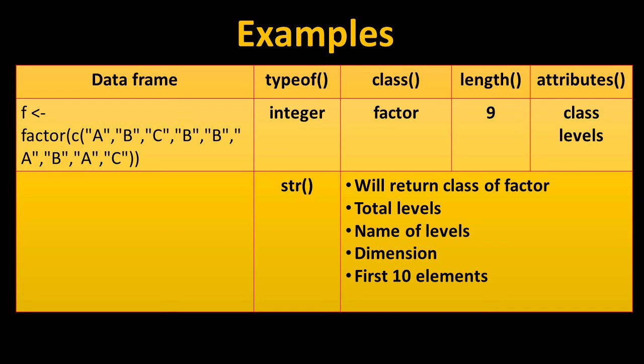And the str function, that is the structure function for f, will tell us the class of f, also the total labels available in f, names of all the labels, dimension of f, and also by default the first 10 elements stored in f. So friends, in this video I have tried to explain how we can get the features of data structures in R programming using various kinds of functions.